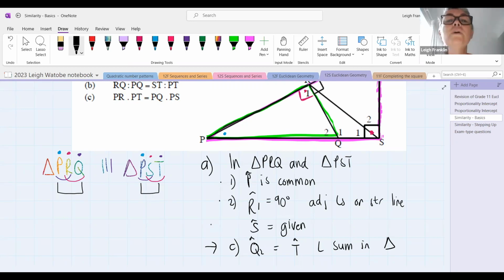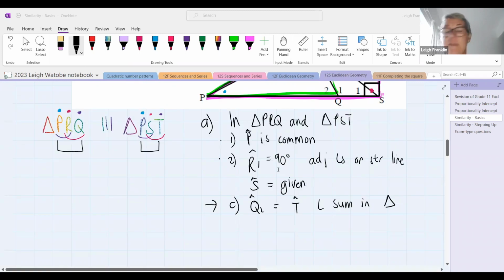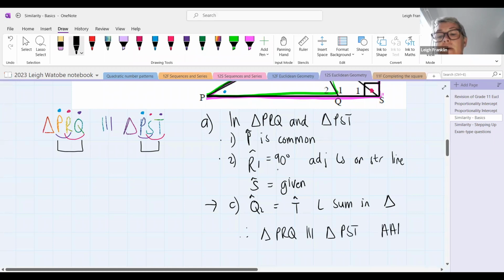Okay, once you have proved that the triangles are similar, you can now state, all right, therefore, triangle PRQ is similar to triangle PST, and then we mustn't forget our reason, angle, angle, angle. Okay, and that is the correct way in which to set it out. Okay, are there any questions?